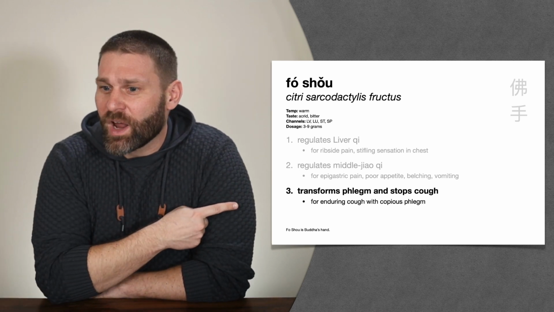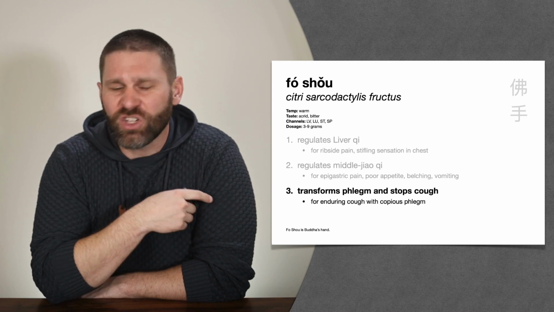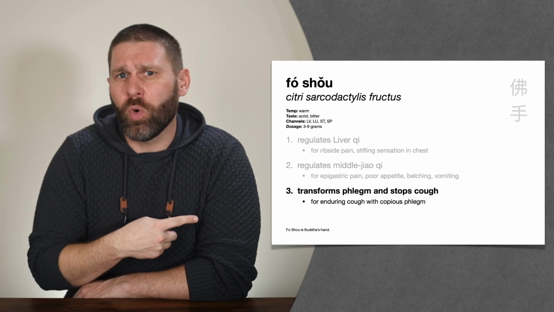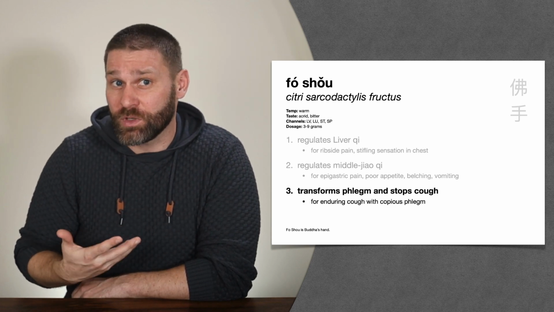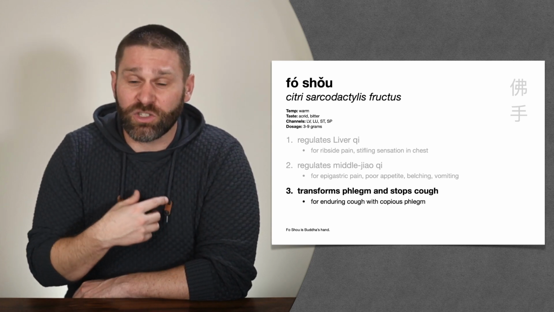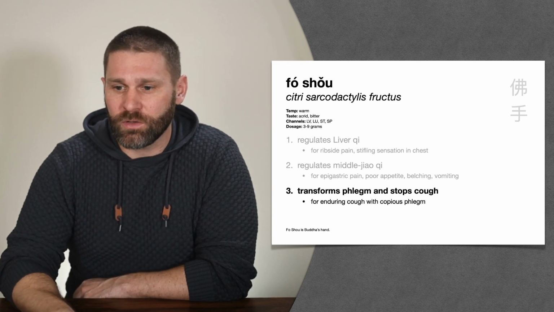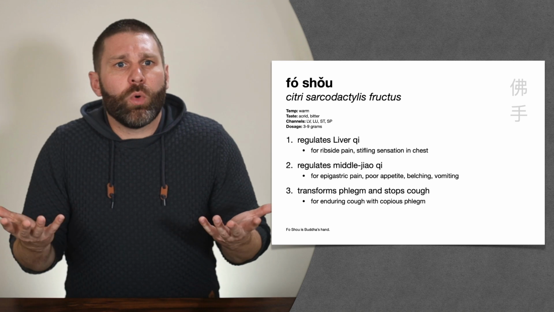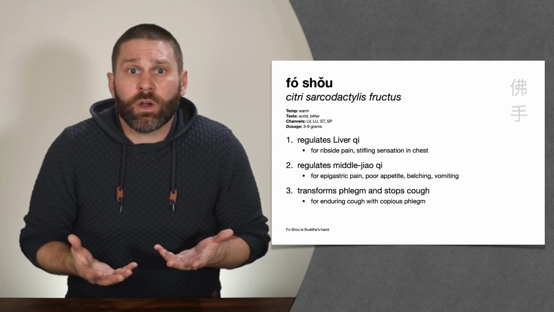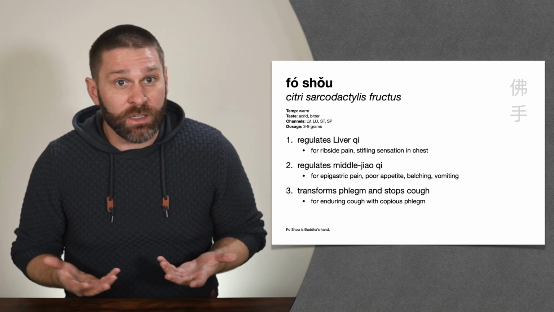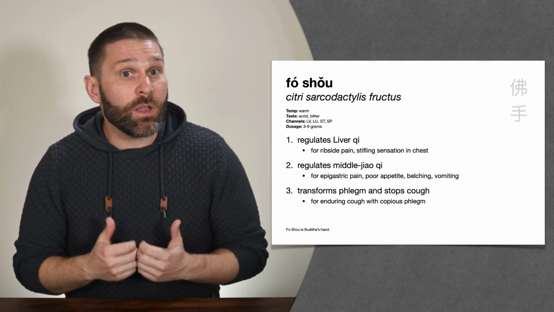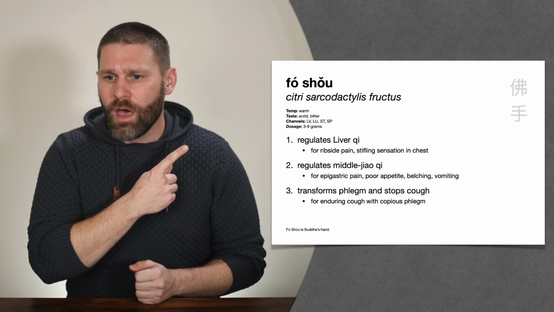For example, in transforming phlegm and stopping cough, we say enduring cough, because if you had an acute cough with phlegm, Fo Shou is just not strong enough, so we'd go to other herbs. But if you had an enduring cough, then maybe we can use Fo Shou. But it turns out this herb does not appear as an ingredient in any of the formulas that we learn. So it might still be nice to know. You might still see it in your clinic.